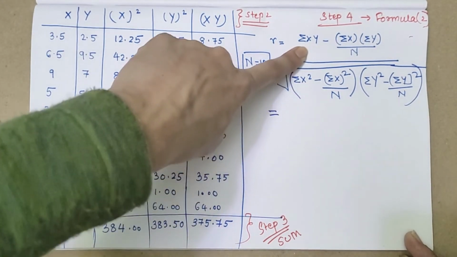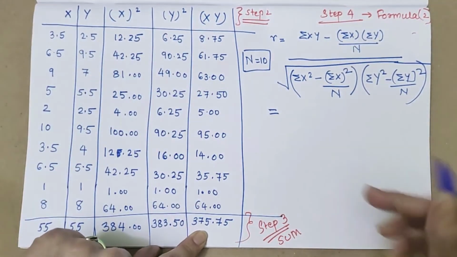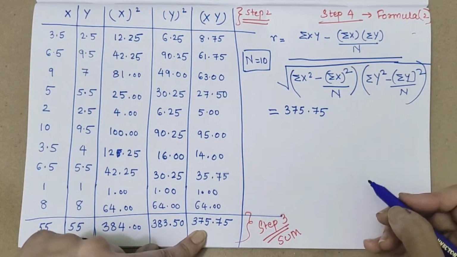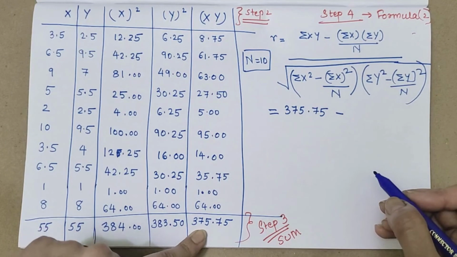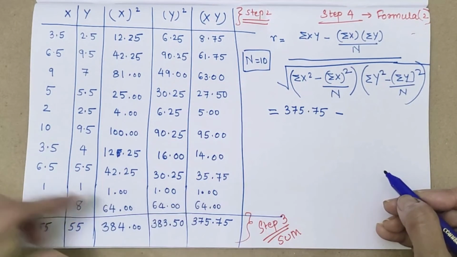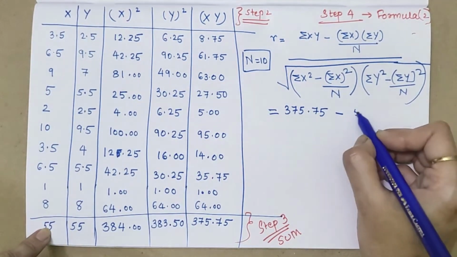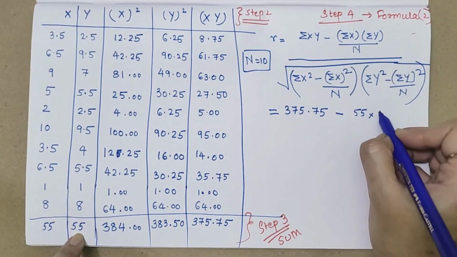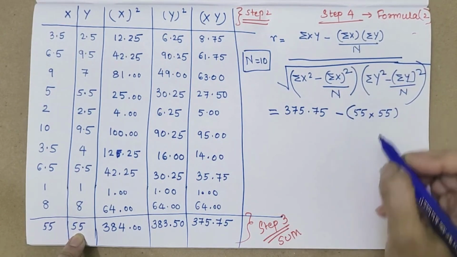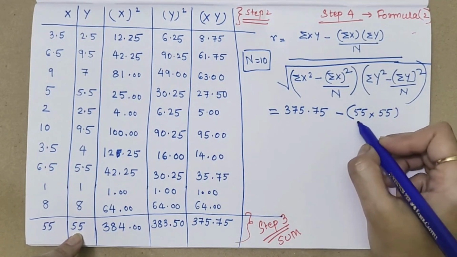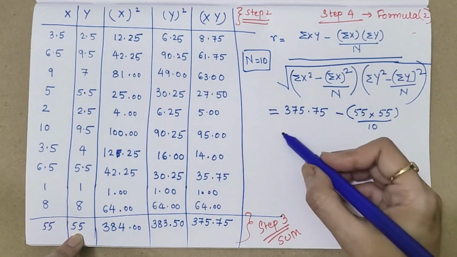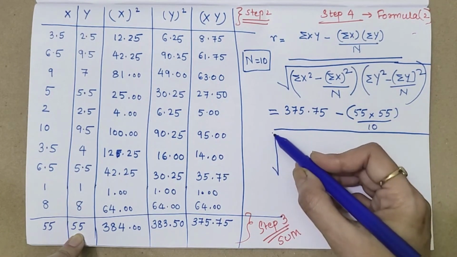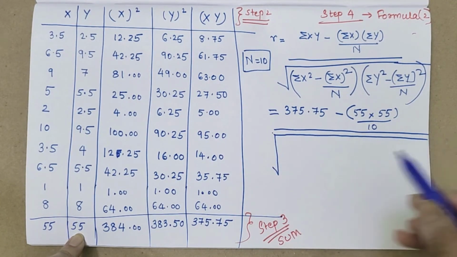Now what is summation of xy? This is summation of xy. So this is coming here. Minus summation of x. What is summation of x here? 55. Into summation of y, 55. Upon the 10, divided by 10. Now the whole divided by, there is a square root here and then there is a whole square root.